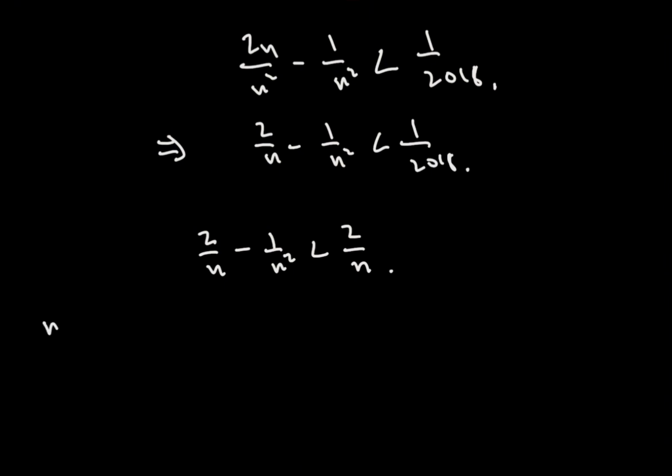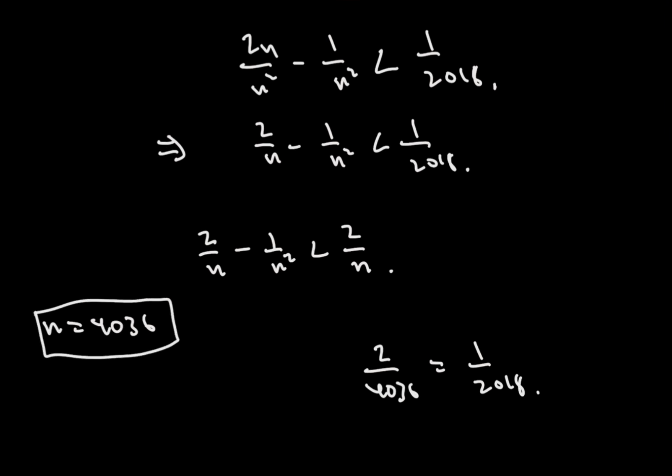If we plug in n equals 2 times 2018, which is 4036, we get that the right-hand side is equal to 2 over 4036, which is just equal to 1 over 2018. And so we are done. We found our n such that the left-hand side is less than 1 over 2018, which is what the problem asked for. Good job, guys.